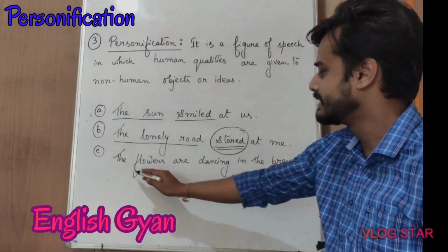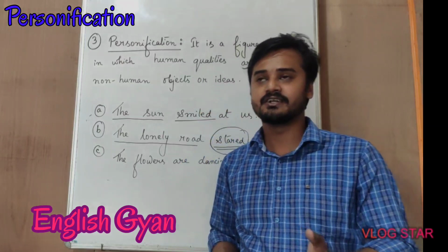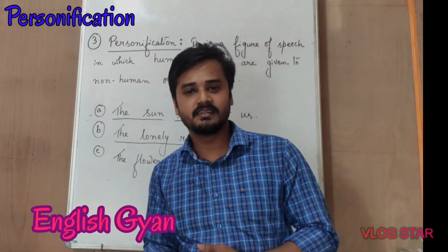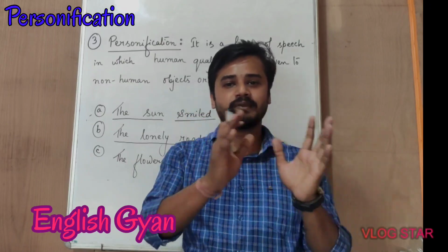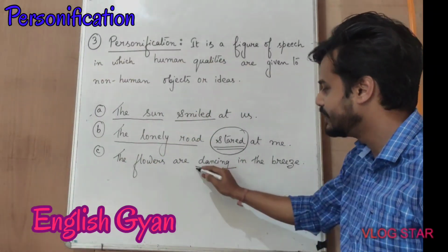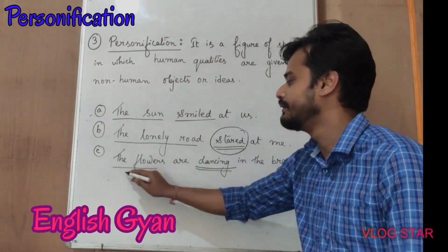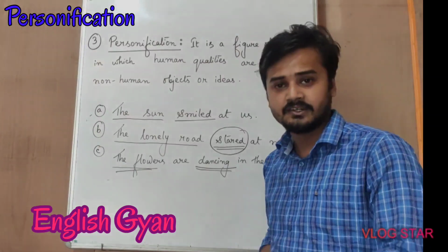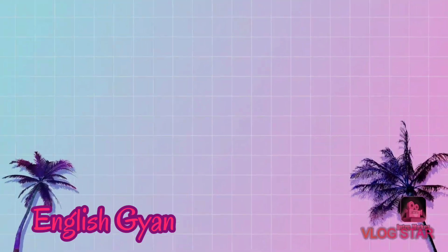The next sentence is, the flowers are dancing in the breeze. This is a very beautiful sight, is not it? Many a times we have seen that whenever there is a nice breeze around, the flowers seem like dancing. Here we have given the human quality of dancing to non-human objects, that is flowers, which is again a use of the figure of speech personification.